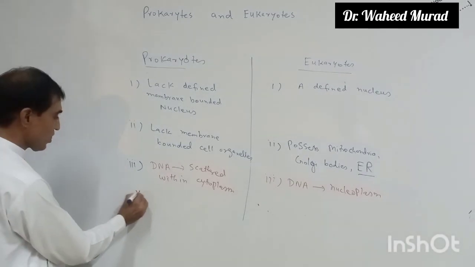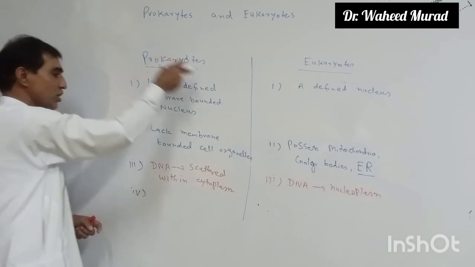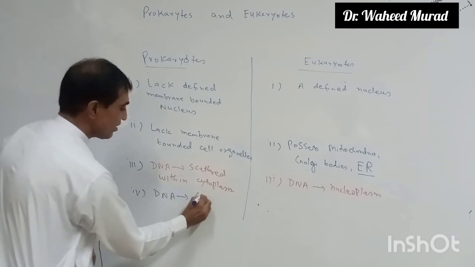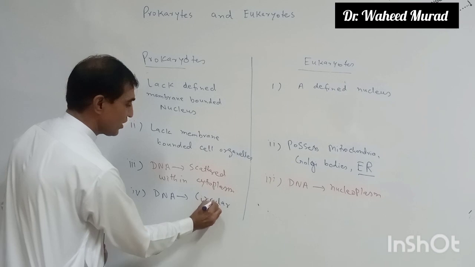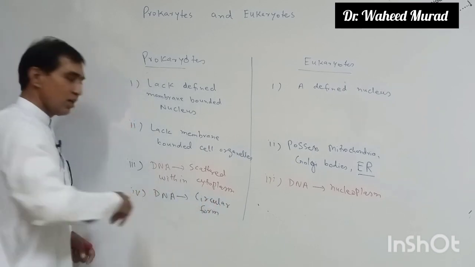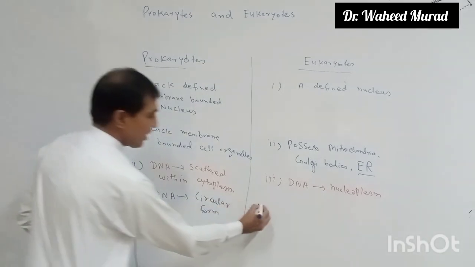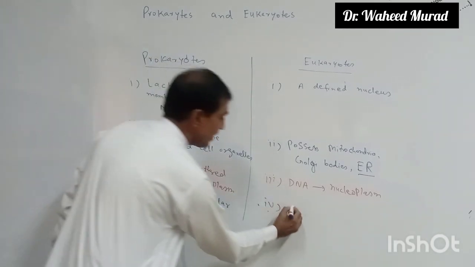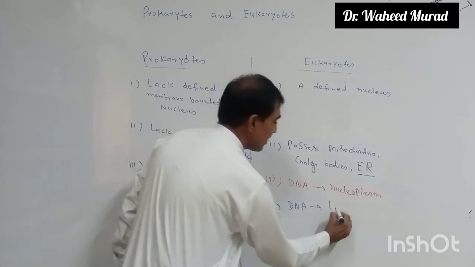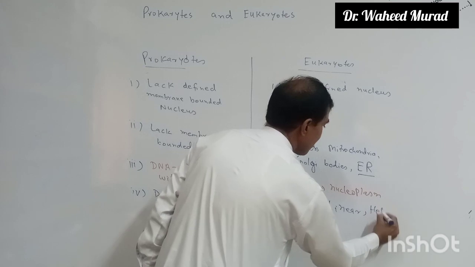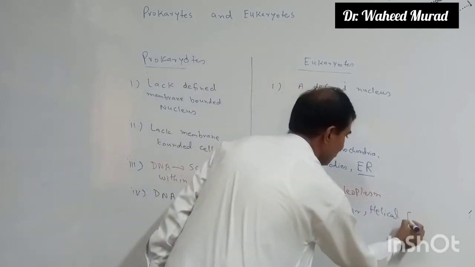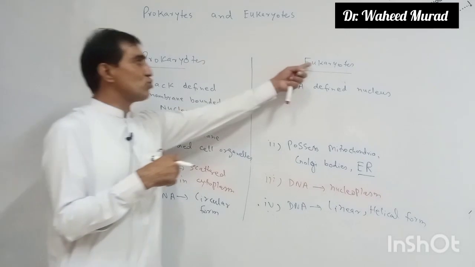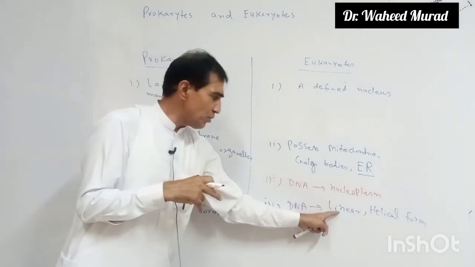Now, the fourth character. There is a difference between the genetic material of prokaryotic cell and eukaryotic cell. Here the DNA is circular in form. There is no proper chromosome. Here in eukaryotic cells, the DNA is linear, that is in helical form. There is a variation in the form of the genetic material in eukaryotic cells. But the generalized one may be linear or helical form.